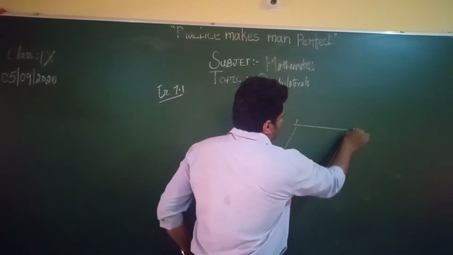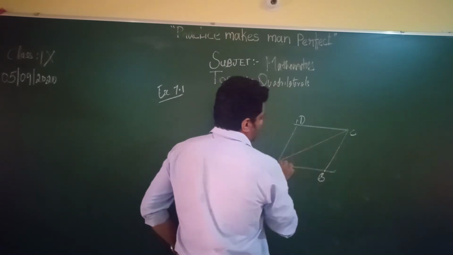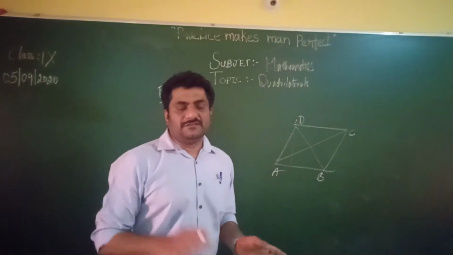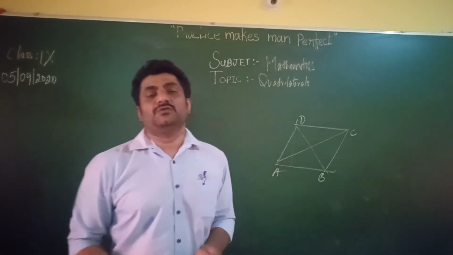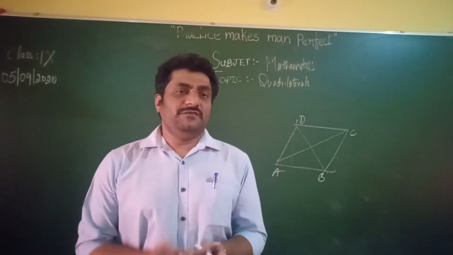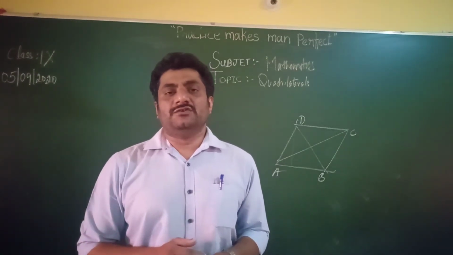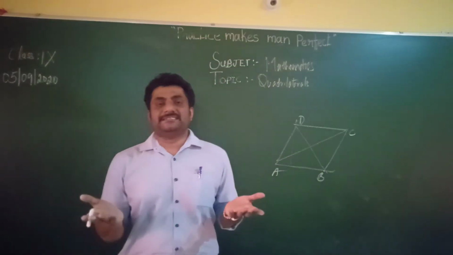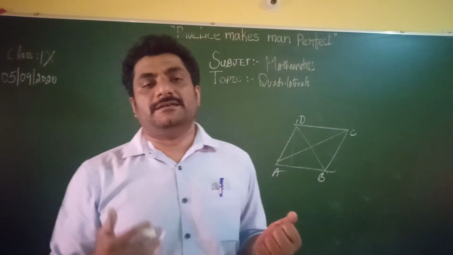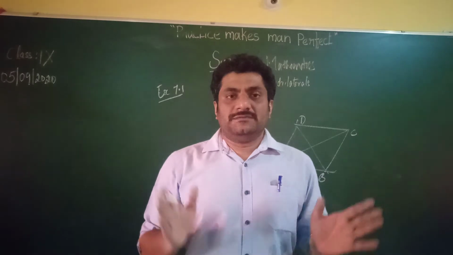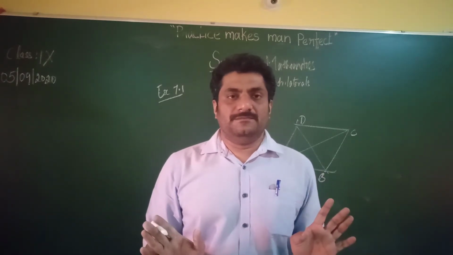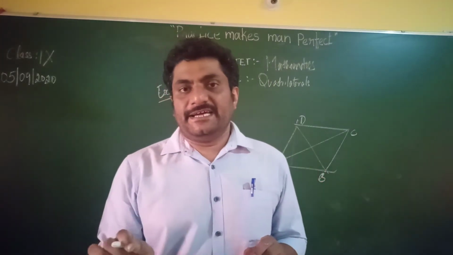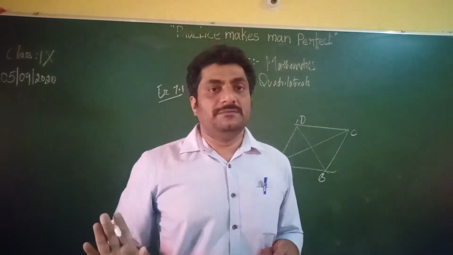A, B, C. Okay. Now they are telling us that if the diagonals of a parallelogram are equal, then prove that it is a rectangle. Now, how do we prove a parallelogram to be a rectangle? What are the similarities between a parallelogram and a rectangle, and what is the difference? In a parallelogram and a rectangle, opposite sides are equal. Diagonals are not equal in a general parallelogram. Okay?